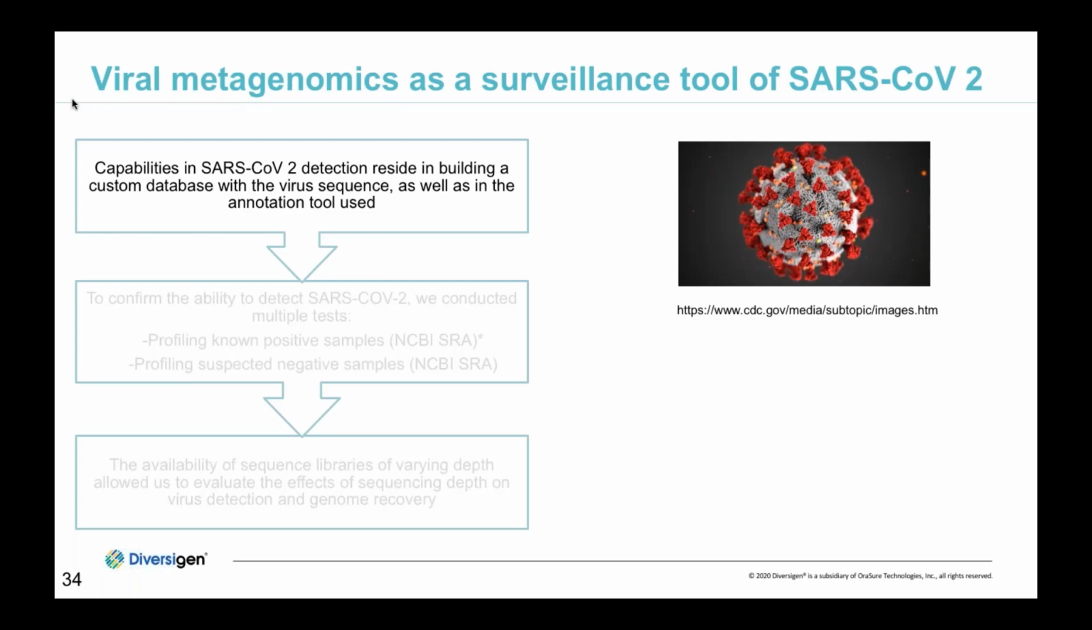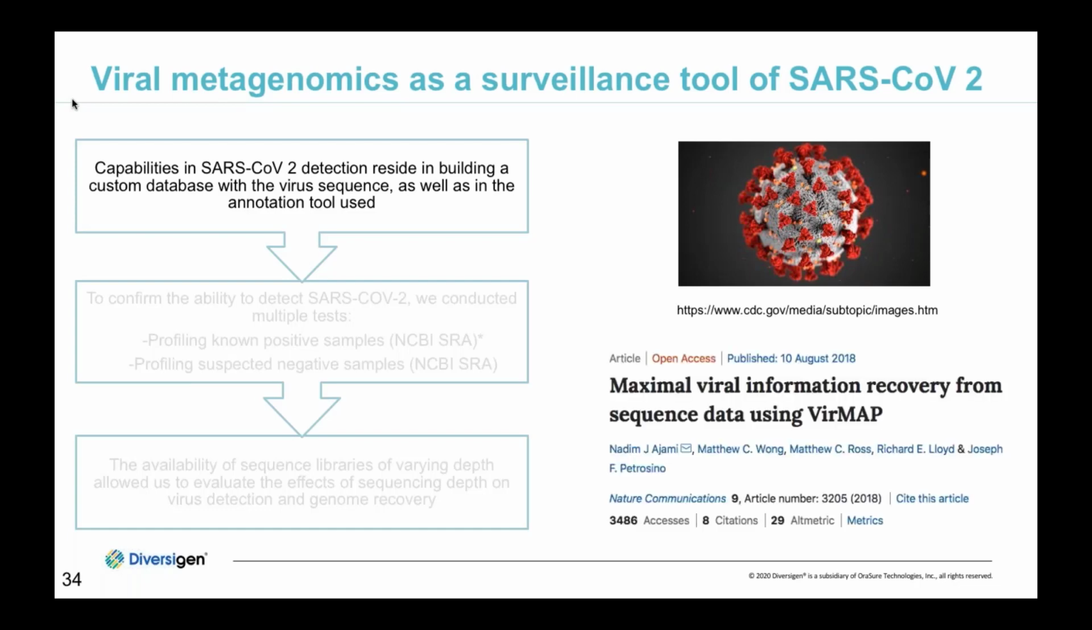I mentioned very briefly the use of VirMap in some of our beta testing of ATCC's viral communities, and from the tools tested, it provided the best results in terms of the accuracy, including the detection of all the expected viruses and the very low number of false positives compared to other annotation tools such as Metaphlan2 and Kraken2. And this is the reference of the VirMap paper.